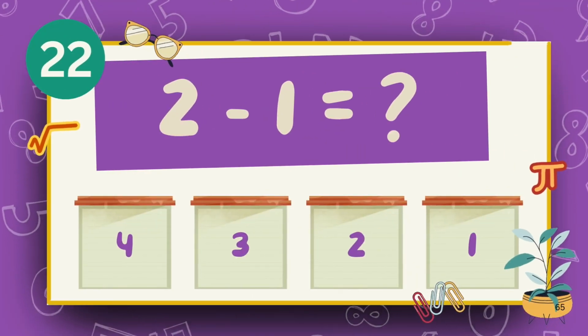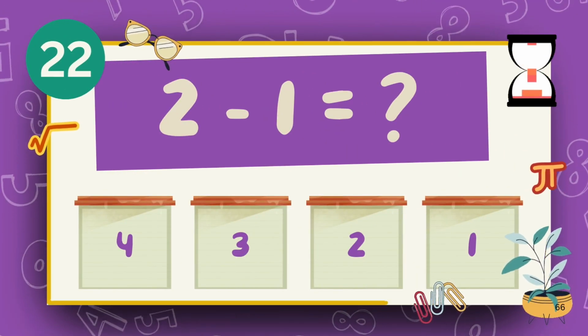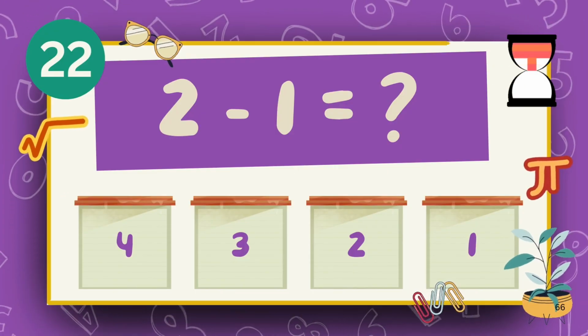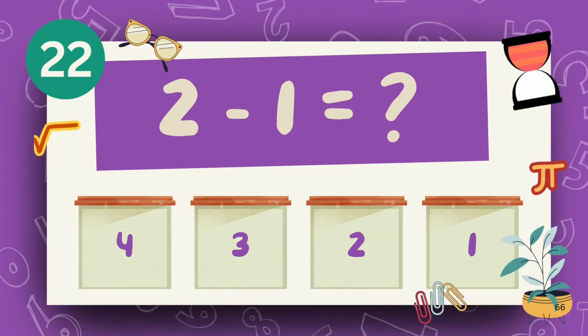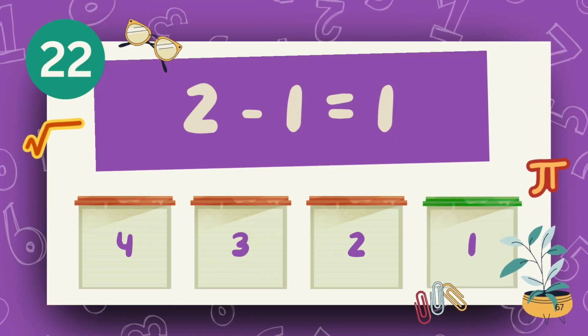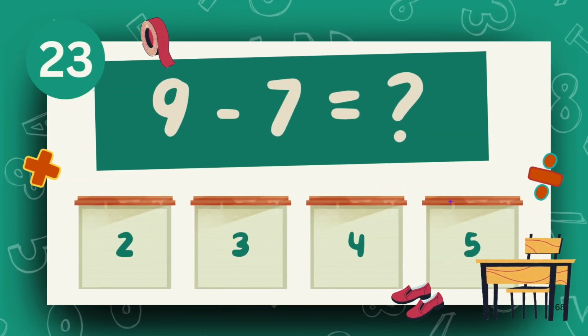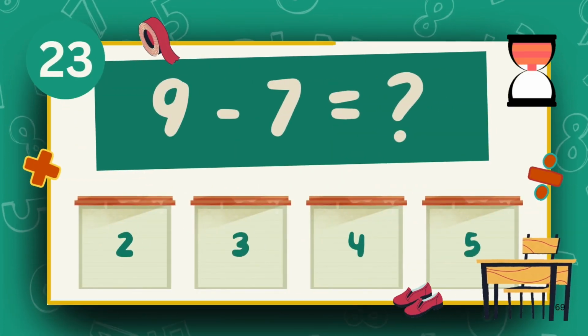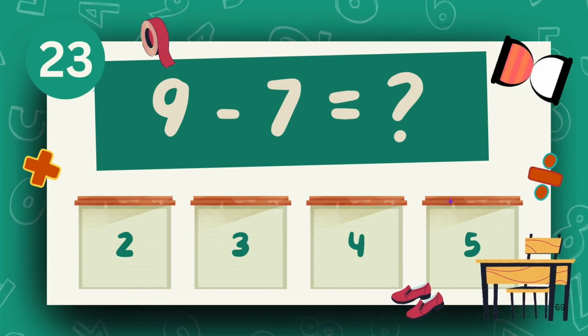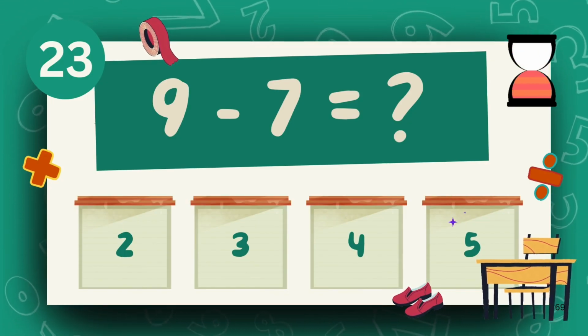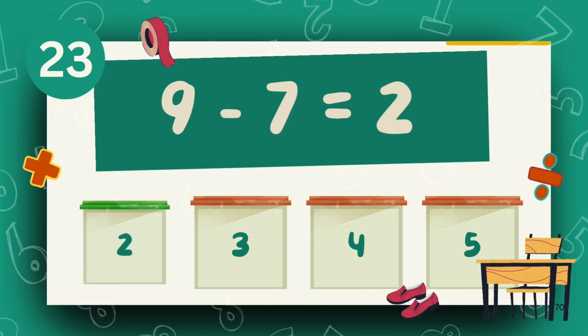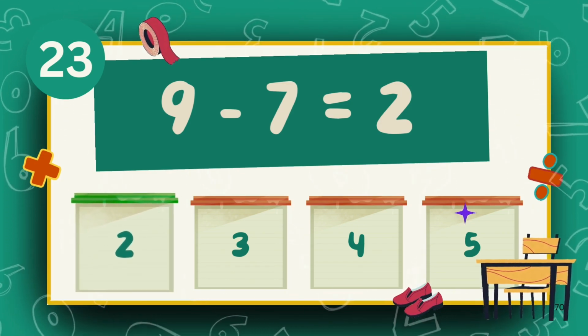What is 2 minus 1? The answer is 1. What is 9 minus 7? The answer is 2.